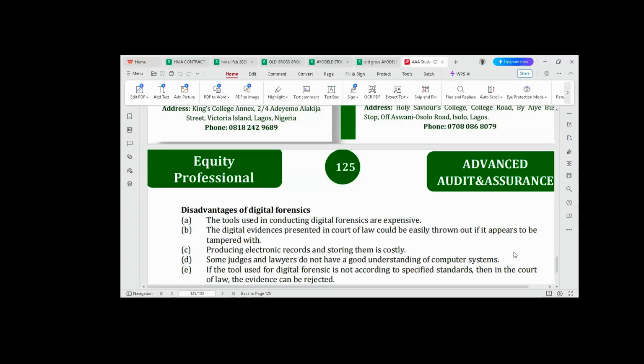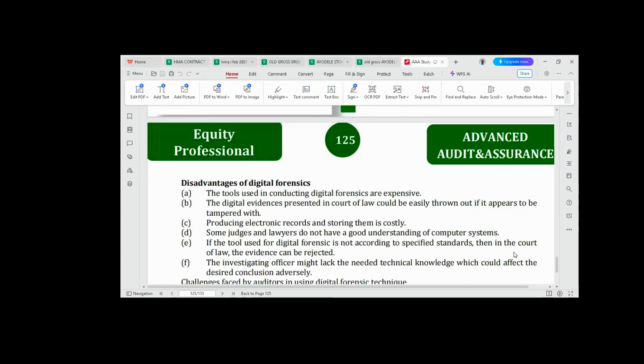Okay? If the tool used for digital forensics is not according to specific standards, then in the court of law, the evidence can be rejected. So there is a specific format the information needs to adopt. If it does not fit into that specific format, the court cannot admit it as evidence in the court of law.